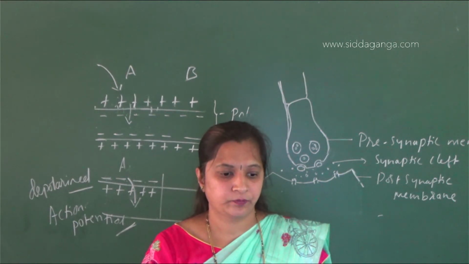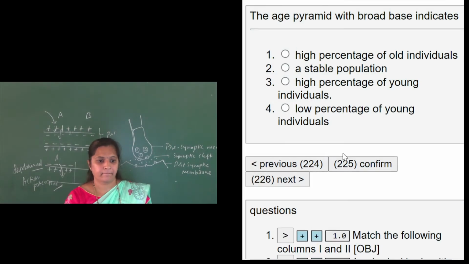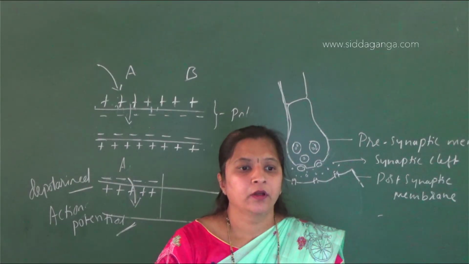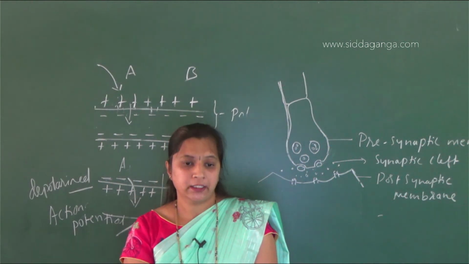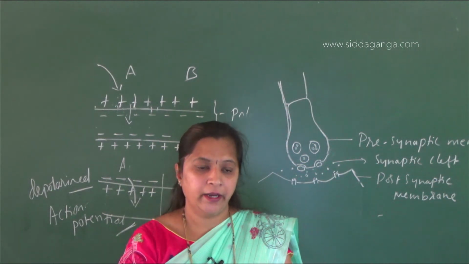Then next question. The age pyramid with a broad base indicates: high percentage of old individuals, a stable population, high percentage of young individuals, or low percentage of young individuals.